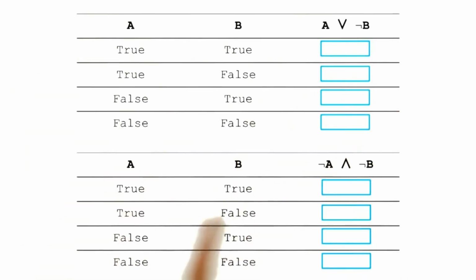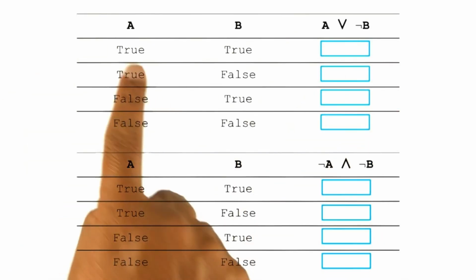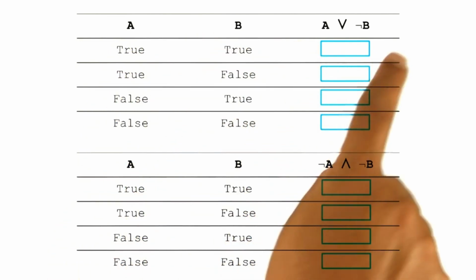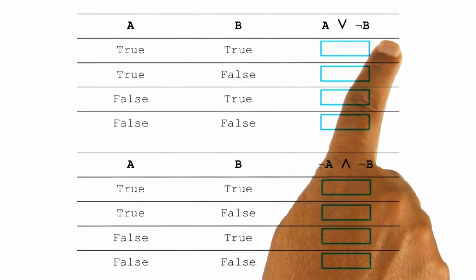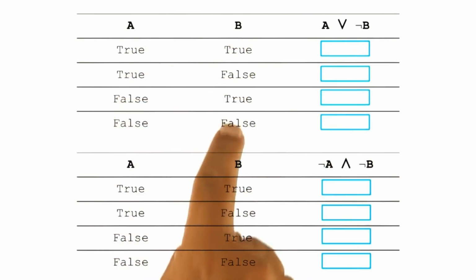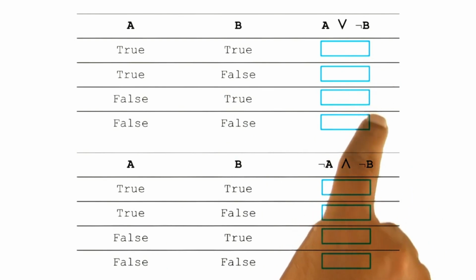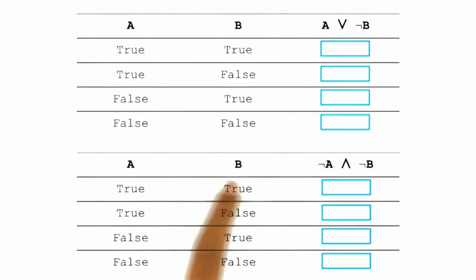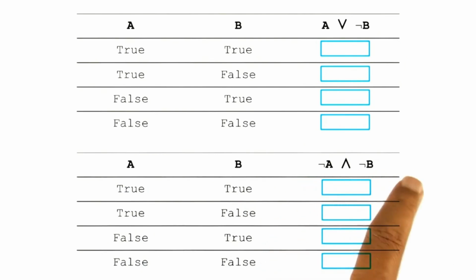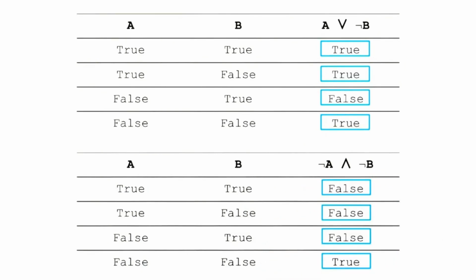Let us try a couple of simple exercises. So here we have A, B, and we want to find the truth value of A or not B. Given these values for A and B, can you please write down the truth values for A or not B? And similarly for not A and not B. David, what did you get?